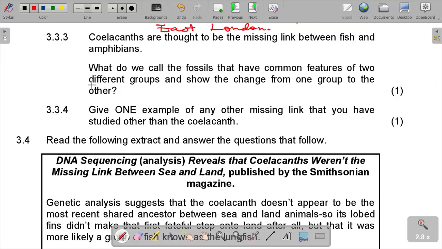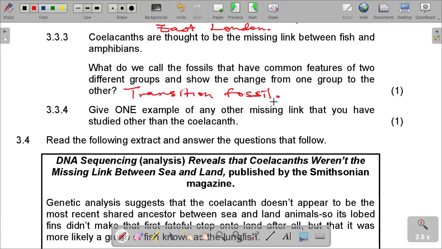You can understand that it's a transitional fossil, a transitional organism, which we are saying has the characteristics of the prior and the post classes. So this is called a transition fossil.